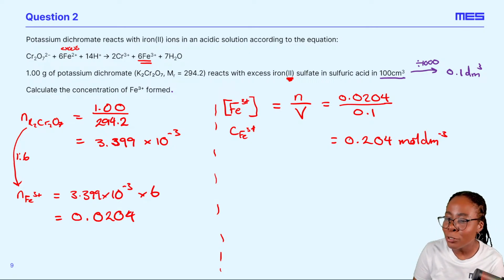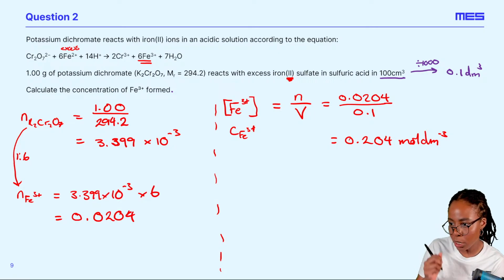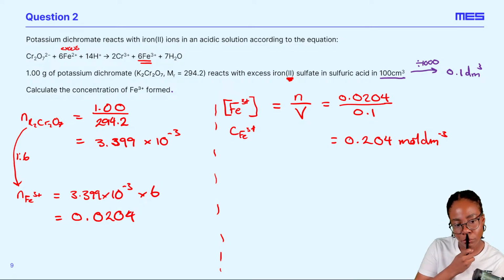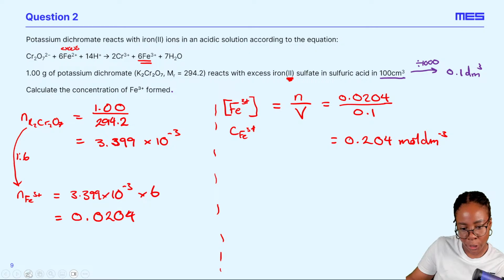Is that an appropriate number of significant figures, would you say? 3 sig figs? Does that feel appropriate? Yeah, I agree. 3 significant figures here.